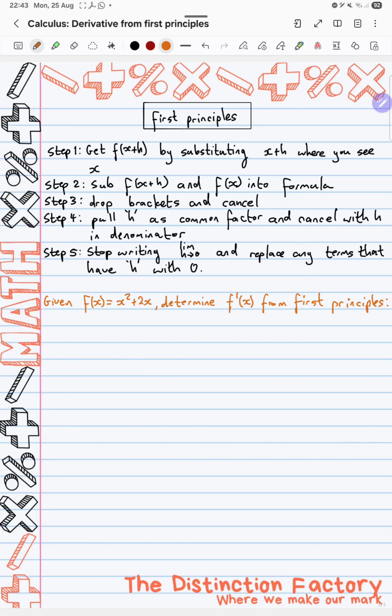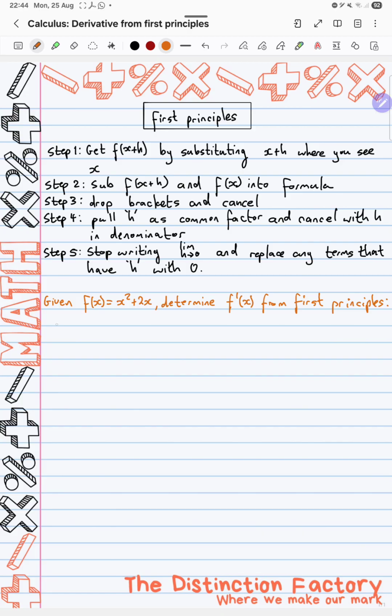Today we're going to be looking at one of the quickest 5 marks in paper 1, which is determining the derivative from first principles. We've got 5 steps that will always work if you follow them correctly. So we've got an example here, and I'm going to just demonstrate how to follow these steps. They've given us f of x is equal to x squared plus 2x, and they ask us to determine f prime of x from first principles.